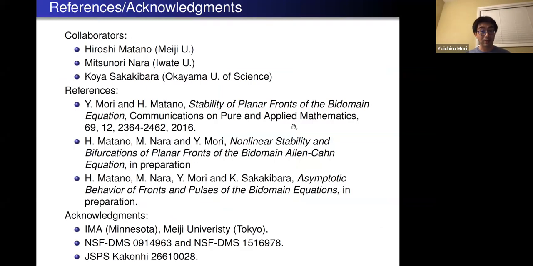My collaborators are Professor Hiroshi Matano at Meiji University, with whom we are doing all of this, and with whom I've collaborated from the very beginning of this project. Professor Mitsunori Nara at Iwate University has been working with us primarily on the nonlinear stability and instability work, and Koya Sakakibara at Okayama University of Science has been working on the numerical methods and the scientific computing that is associated with our problem.